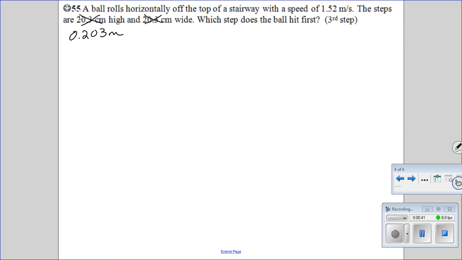All right. I looked in the solution manual to see how Halliday and Resnick did this, and I did not care for their solution. I think that this is a little bit easier. All right, so check it out. Here we go. Let's draw our steps. Step, step, step, step.